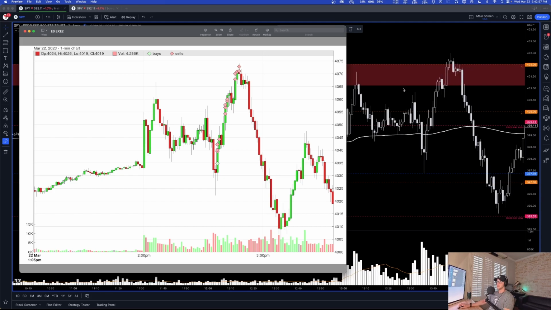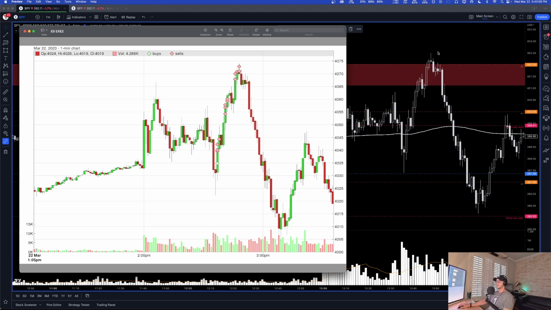Now, the rest of the play came off as we start to see this reversal signal at R2. Again, remember that was the key area of resistance. Price momentum starts to really falter here.